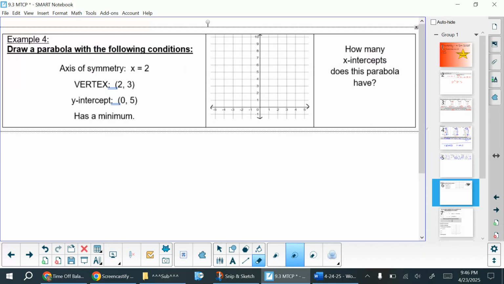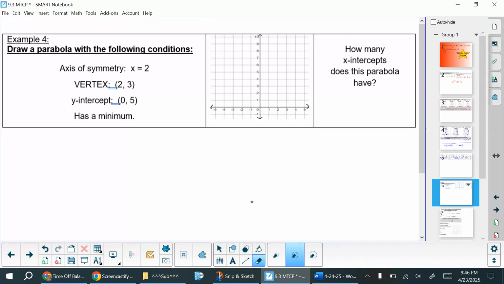Example 4 here, we're kind of combining some things that we knew already. We've done a few of these on the homework before. So we want to draw the parabola. We know the axis of symmetry is x equals 2. That is a vertical line at 2. So I'm going to just draw a dashed vertical line through 2. My vertex is 2, 3.